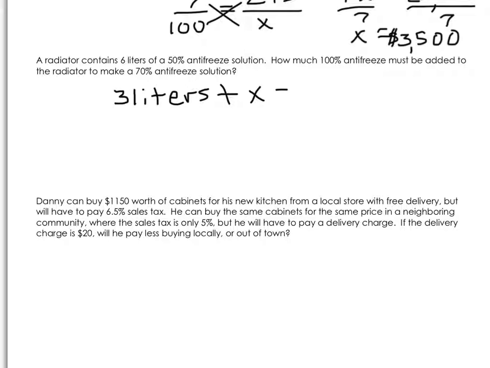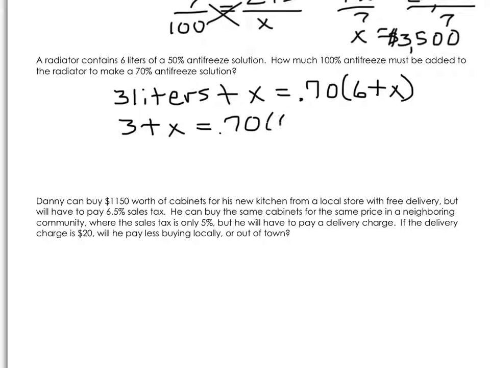And we're going to end up with a solution that is 70% antifreeze. Well, how much pure antifreeze is that then? So we have 70% of, how much liquid is in there? Well, we have our original 6 liters plus we have our X liters of pure antifreeze that we added. So 3 plus X equals 0.70 times 6 plus X.